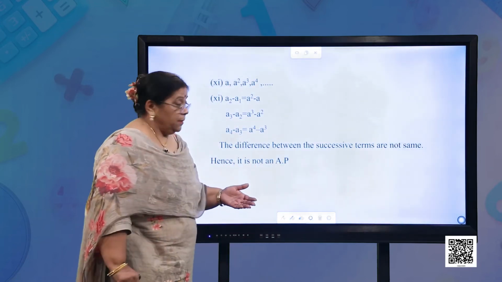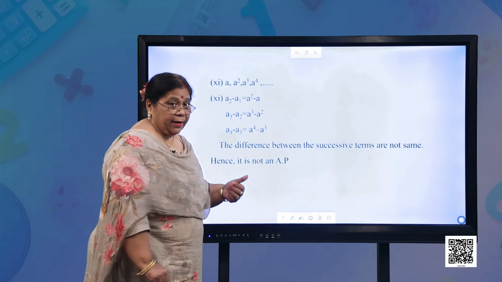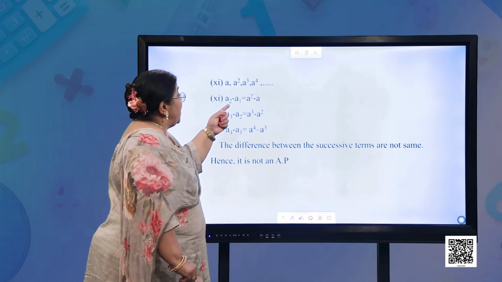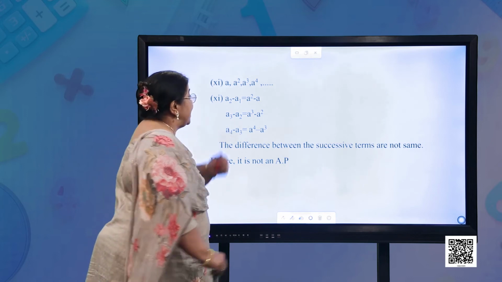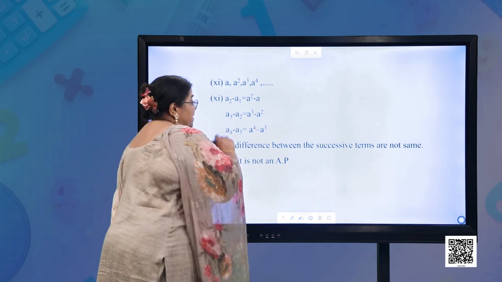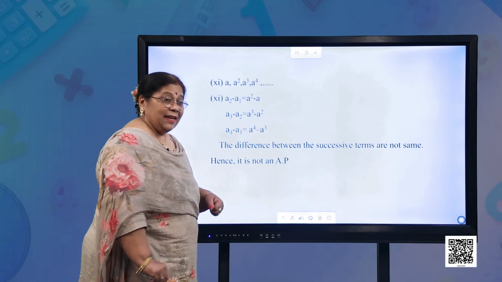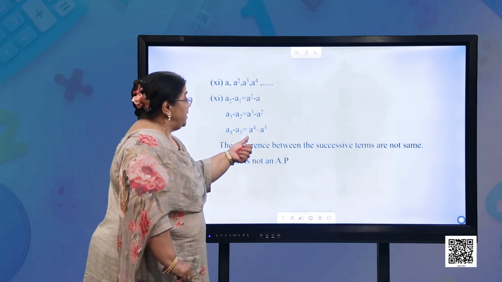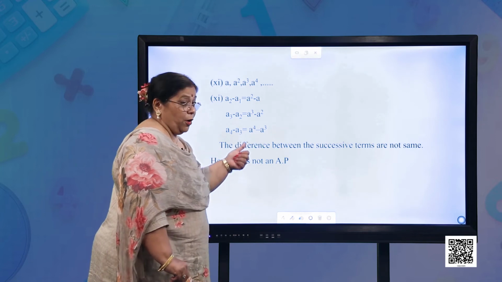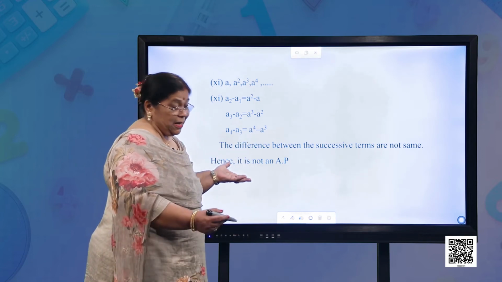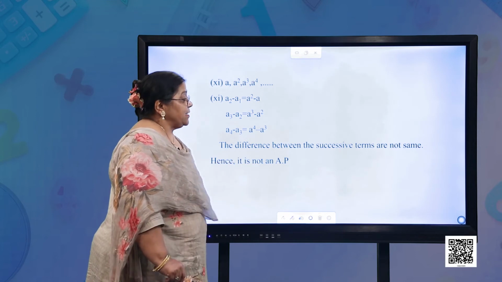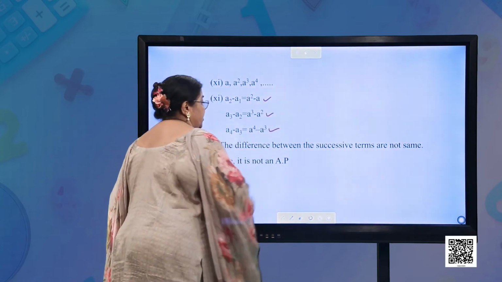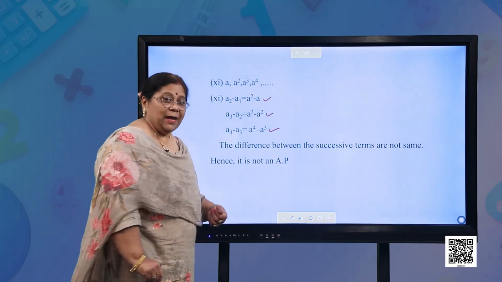We have a next part here: A square, A cube and A to the power 4. Observe, A2 minus A1 is what? A square minus A, and what is A3 minus A2? A cube minus A square, and A4 minus A3 is A to the power 4 minus A to the power 3. Though it looks like an AP, it is not an AP. See, the difference between the successive terms is not the same. Do you notice? They are not the same. Therefore, it is not an AP.